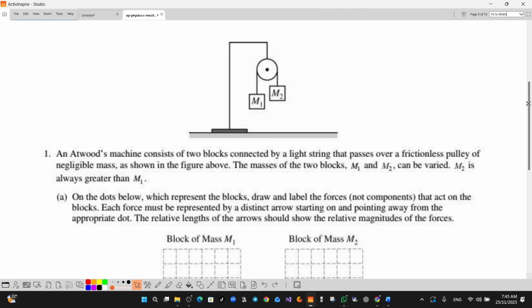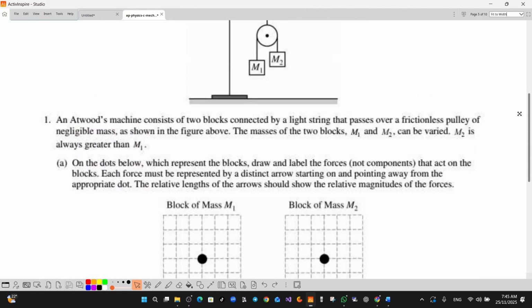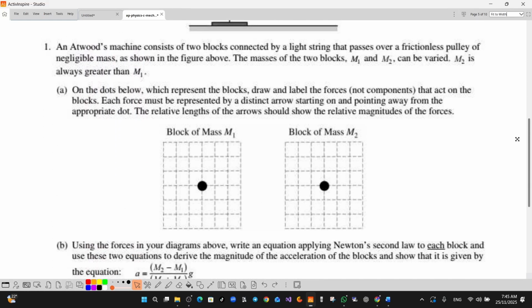In this video, we are going to solve 2017 set 1, question number 1. An Atwood machine consists of two blocks connected by a light string that passes over a frictionless pulley of negligible mass, as shown in the figure above.